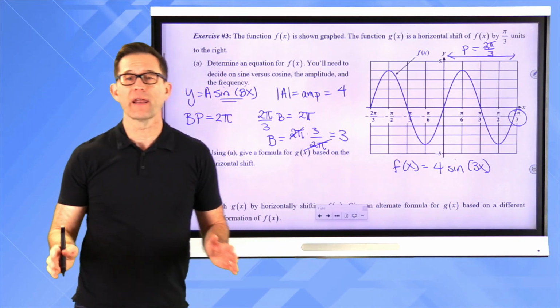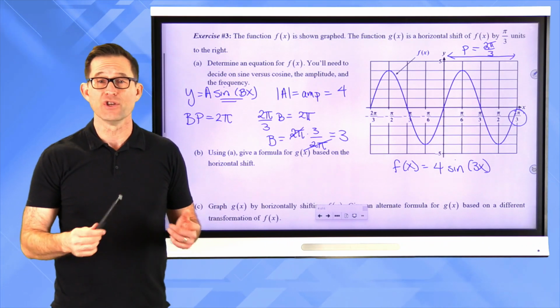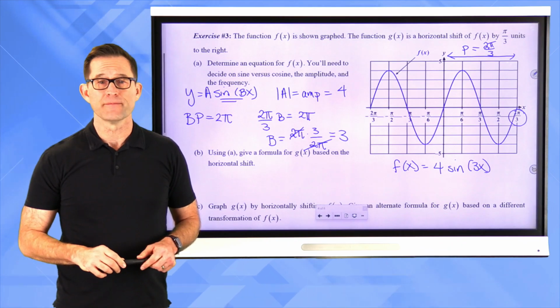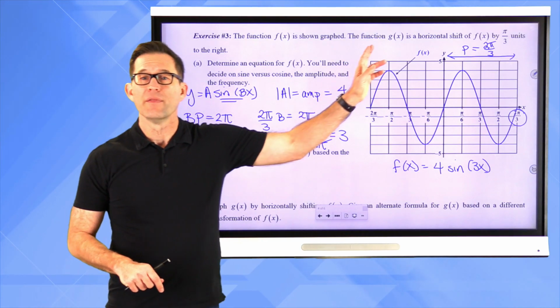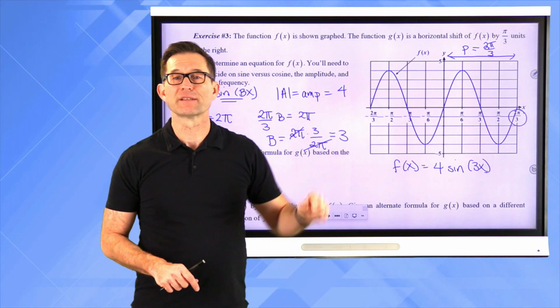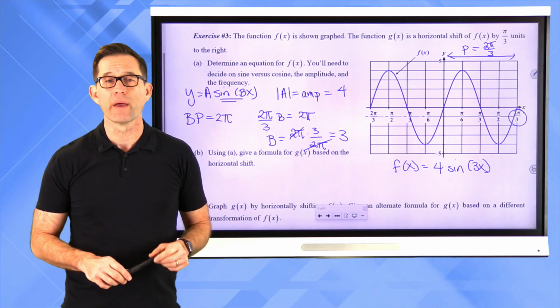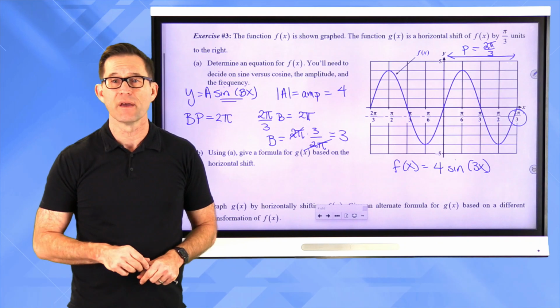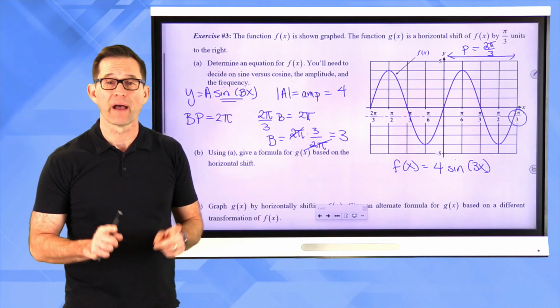So now that I've got an equation for f of x, I can start thinking about g of x. So letter B: give a formula for g of x based on the horizontal shift. Now, we're told that we've got a horizontal shift of f of x by pi over 3 units to the right. Now we know that when we shift to the right, we need to subtract from x, and specifically, we need to subtract pi over 3 units from x.